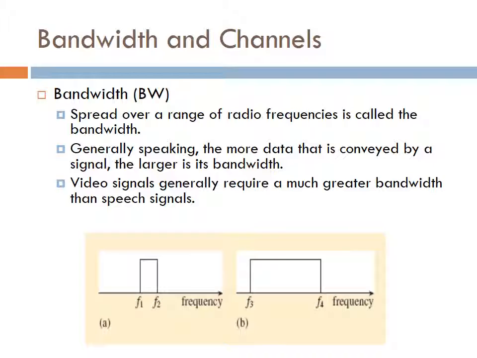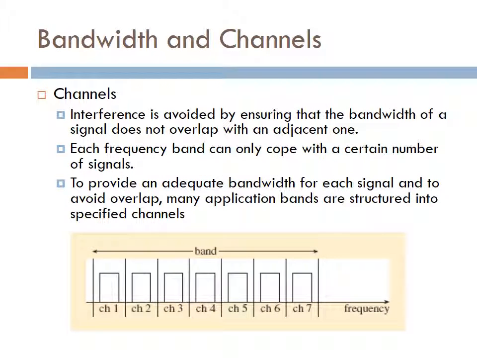Keep it in your mind, because we'll see it clearly later on, after studying the modulation techniques. So video signals generally require a much greater bandwidth than speech signals, and so on. Channel interference is avoided by ensuring that the bandwidth of a signal does not overlap with an adjacent one. Each frequency band can only cope with a certain number of signals.